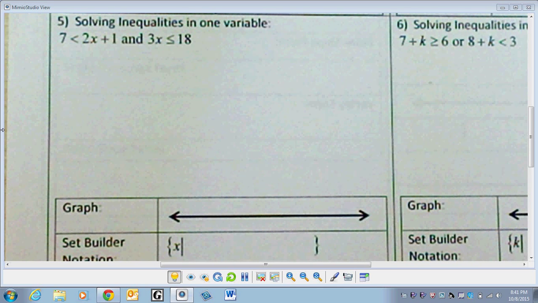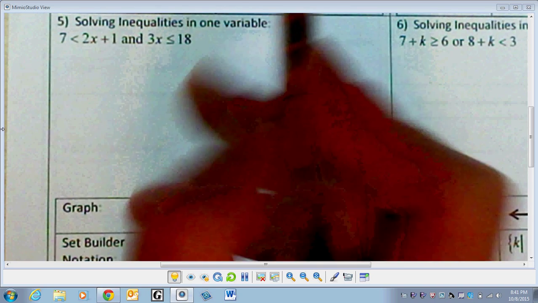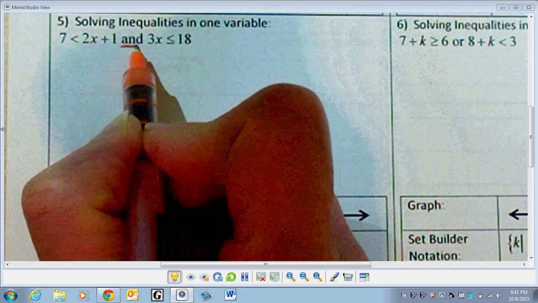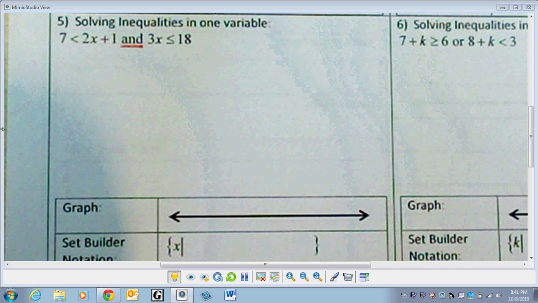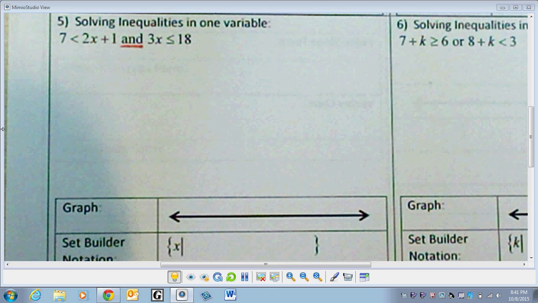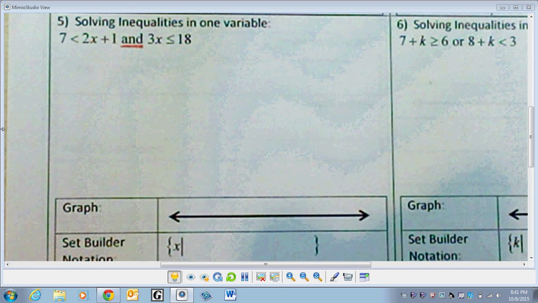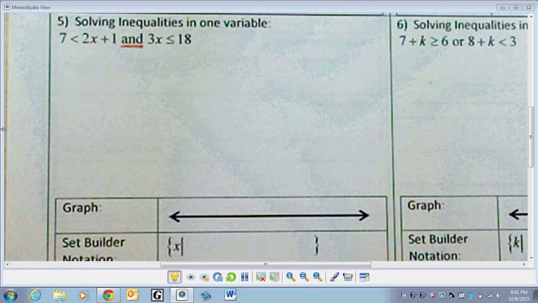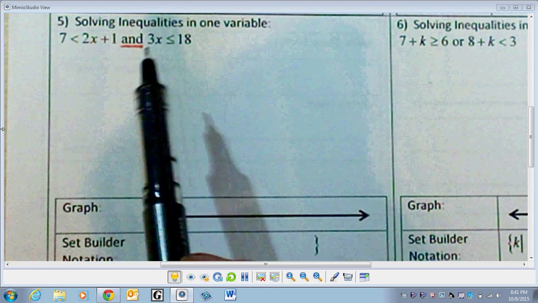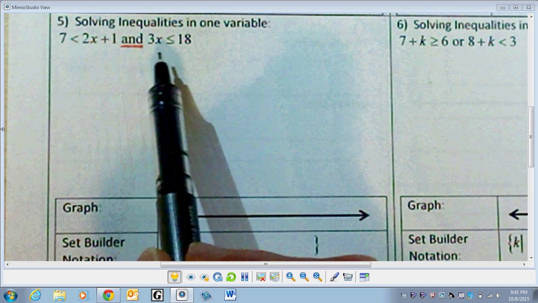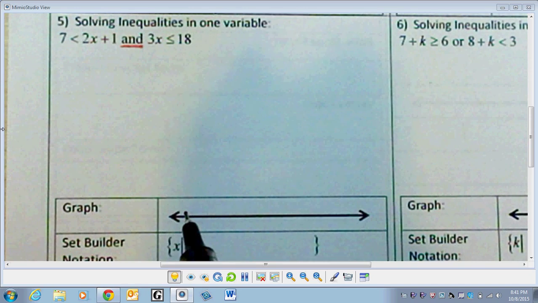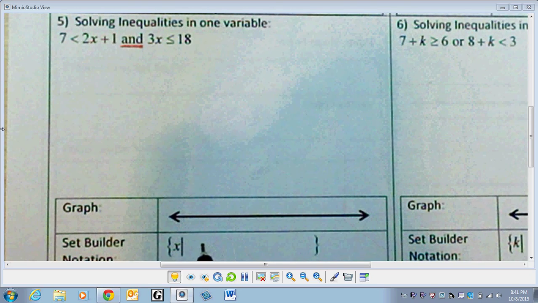Here's another inequality in one variable, and if we notice, it's telling us it's an "and." So when we think about "and," that should mean that we have x in the middle in our final solution. Not always, but usually. So we have two separate inequalities, so I'm going to work them separately.